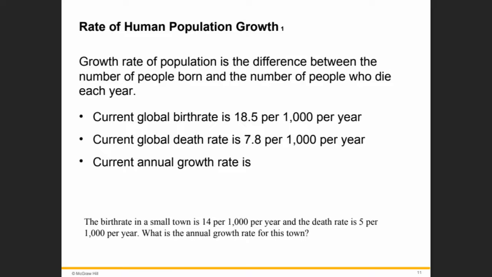So the current annual growth rate is 18.5 minus 7.8 per 1,000, which is 10.7 per 1,000, giving me 1.07% as the growth rate. The next example is 14 per 1,000 minus 5 per 1,000, which is 9 per 1,000, which is 0.9% annual growth for this town.